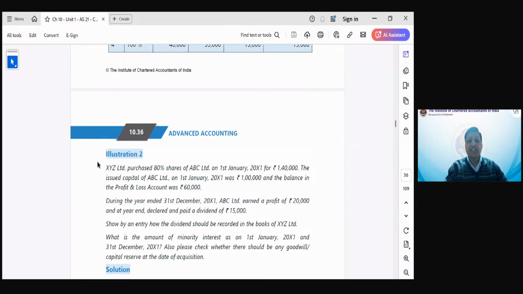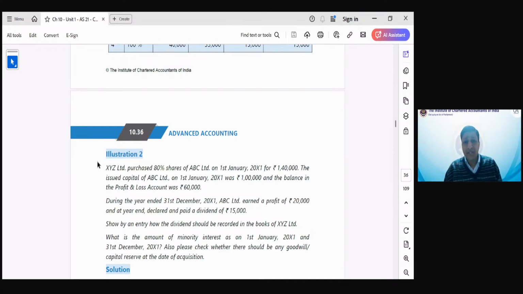XYZ Limited purchased 80% shares of ABC Limited on 1st January X1 for 1,40,000. The issued capital of ABC on the date of acquisition is given as 1 lakh, and the P&L balance. So what do you mean by P&L balance? That's the reserves. So 1 lakh, 60,000. So all in all, what is the value? 1,60,000.